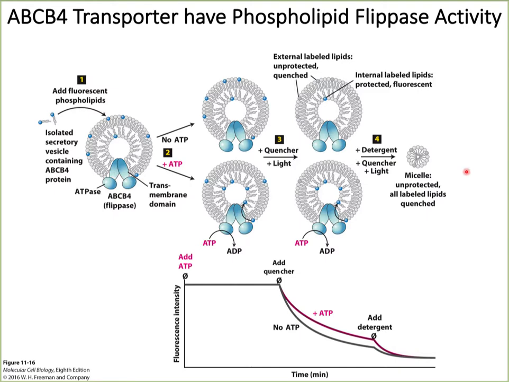Step 4 can be used as a control, where the addition of detergents to the vesicles generates micelles and makes all fluorescent lipids accessible to the quenching agent, and all the fluorescence will be quenched. You can also see the graphical representation of the fluorescence quenching.